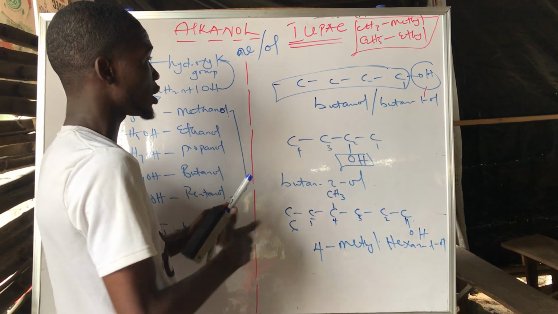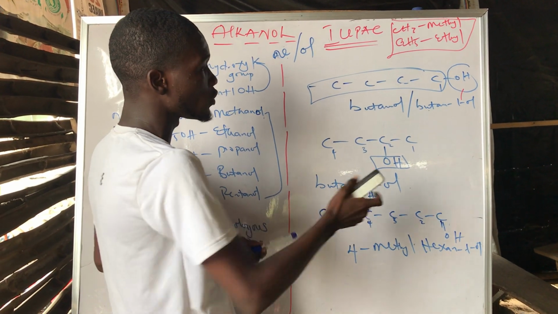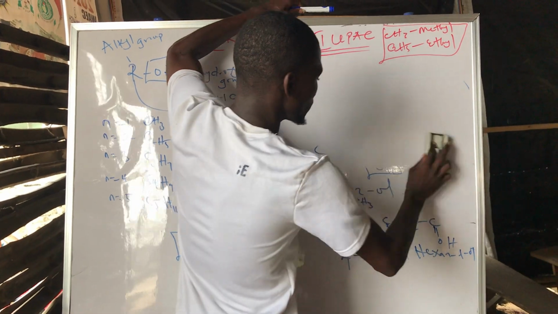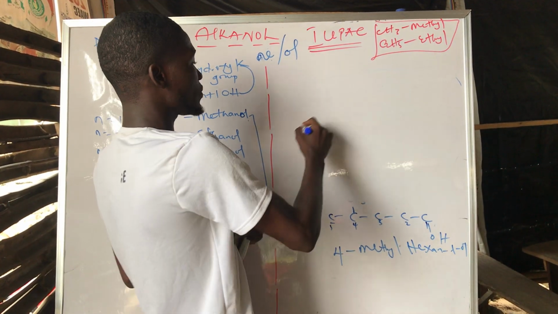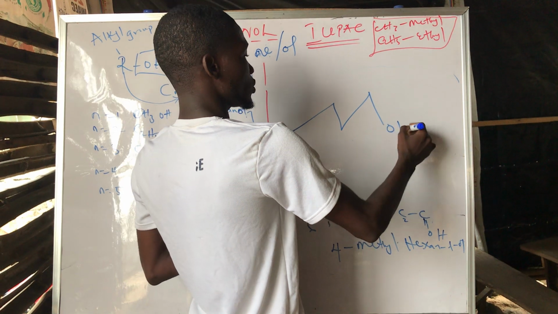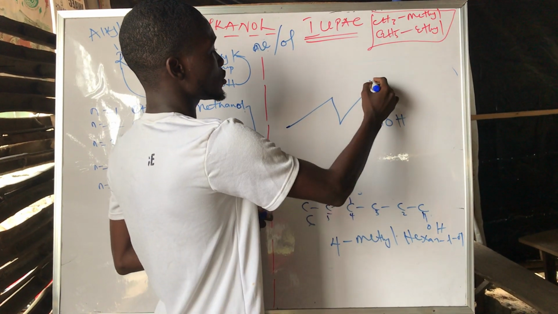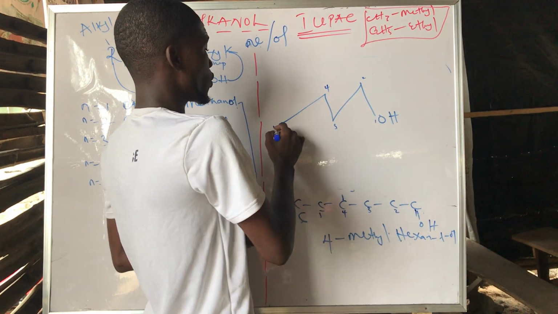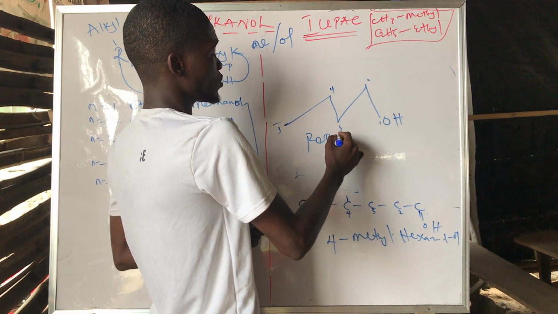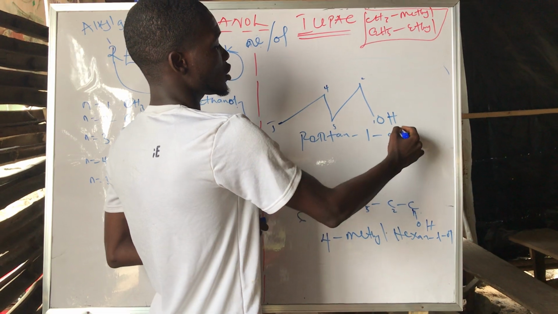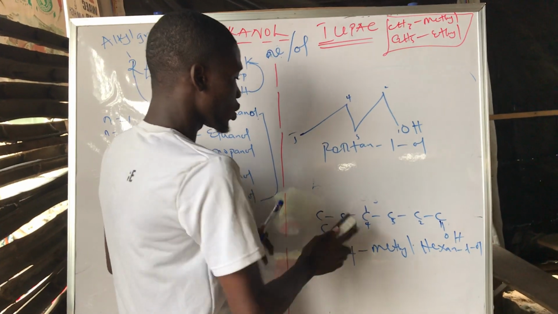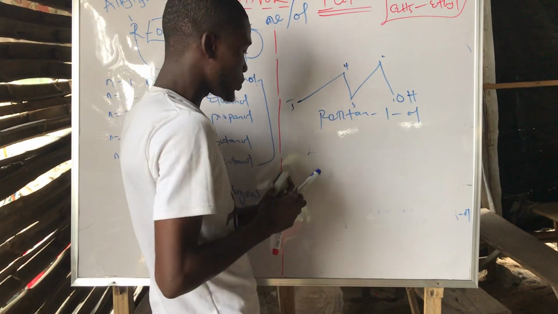That is the naming of the organic compound now. So now let's look at the skeletal structure of an organic compound. So I have this OH. So let's start the numbering. 1, 2, 3, 4, 5. We call this what? Pentan-1-ol.